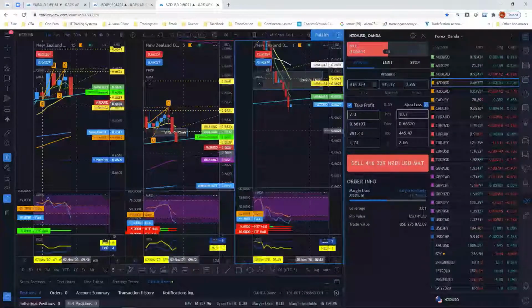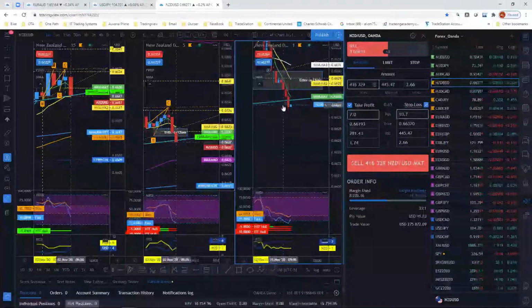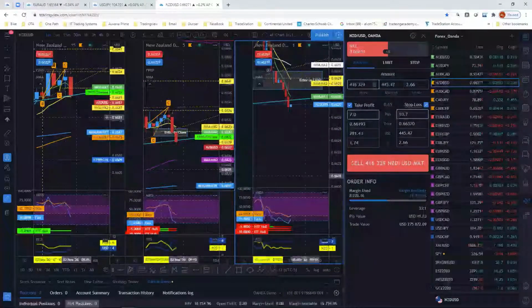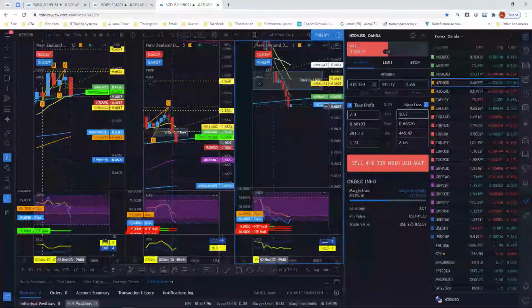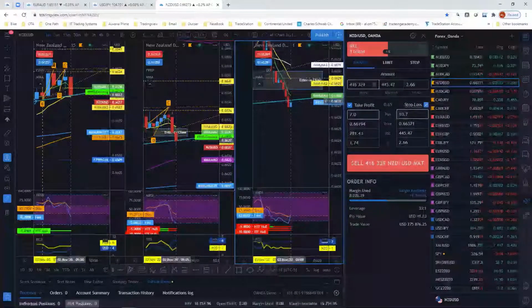Here's the bottom of the wedge, the original wedge. Yep, it just bounced off it. And here's the break of the higher time frame. Closed below, coming back up. It's retesting it right now.